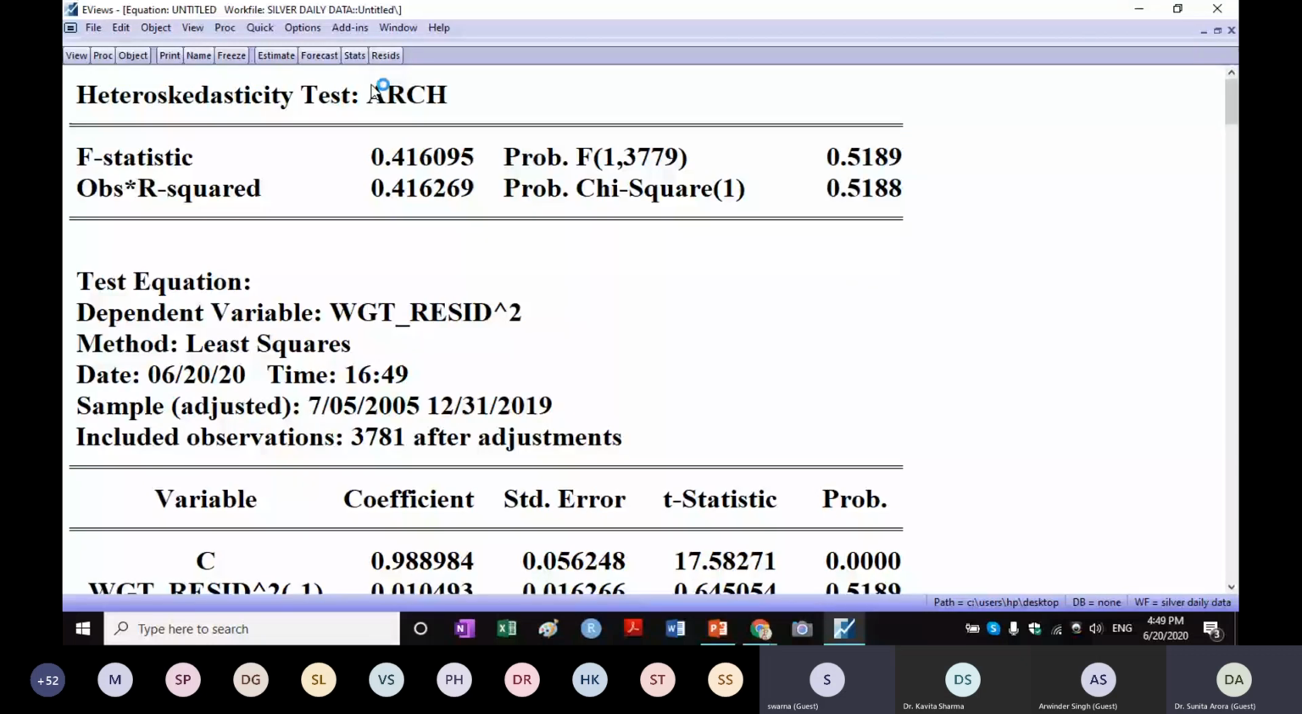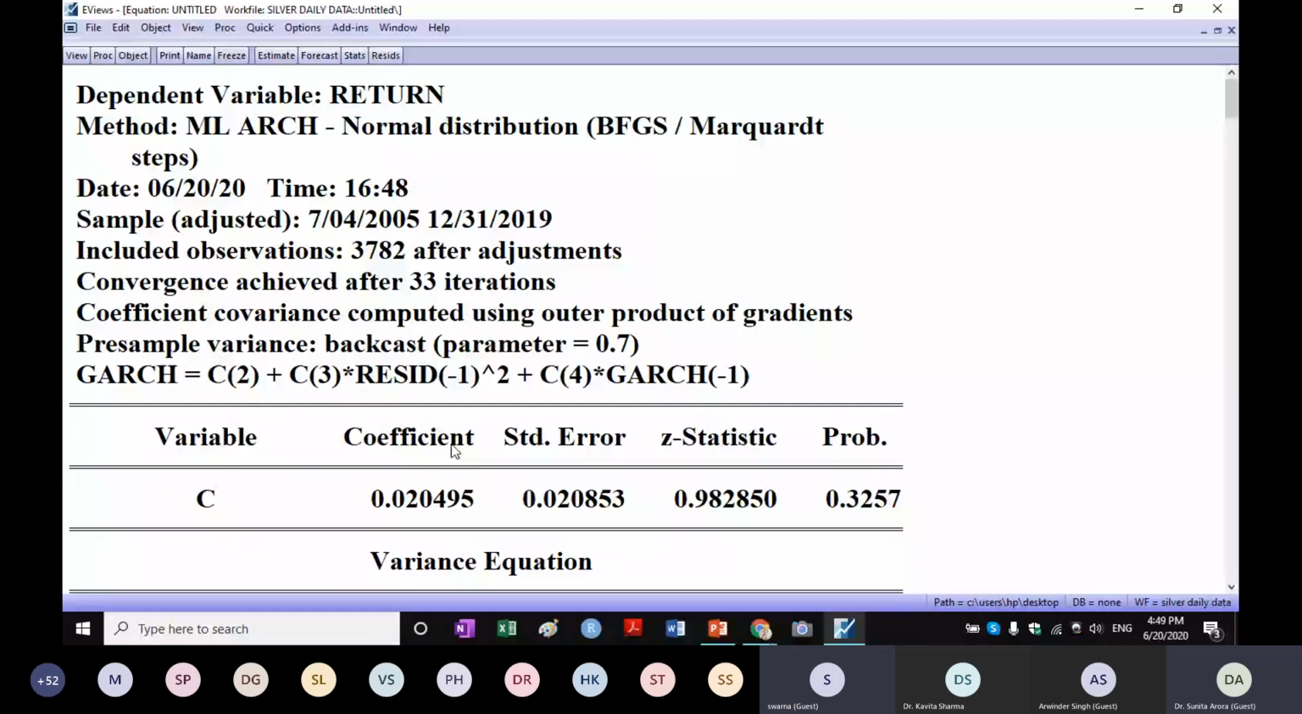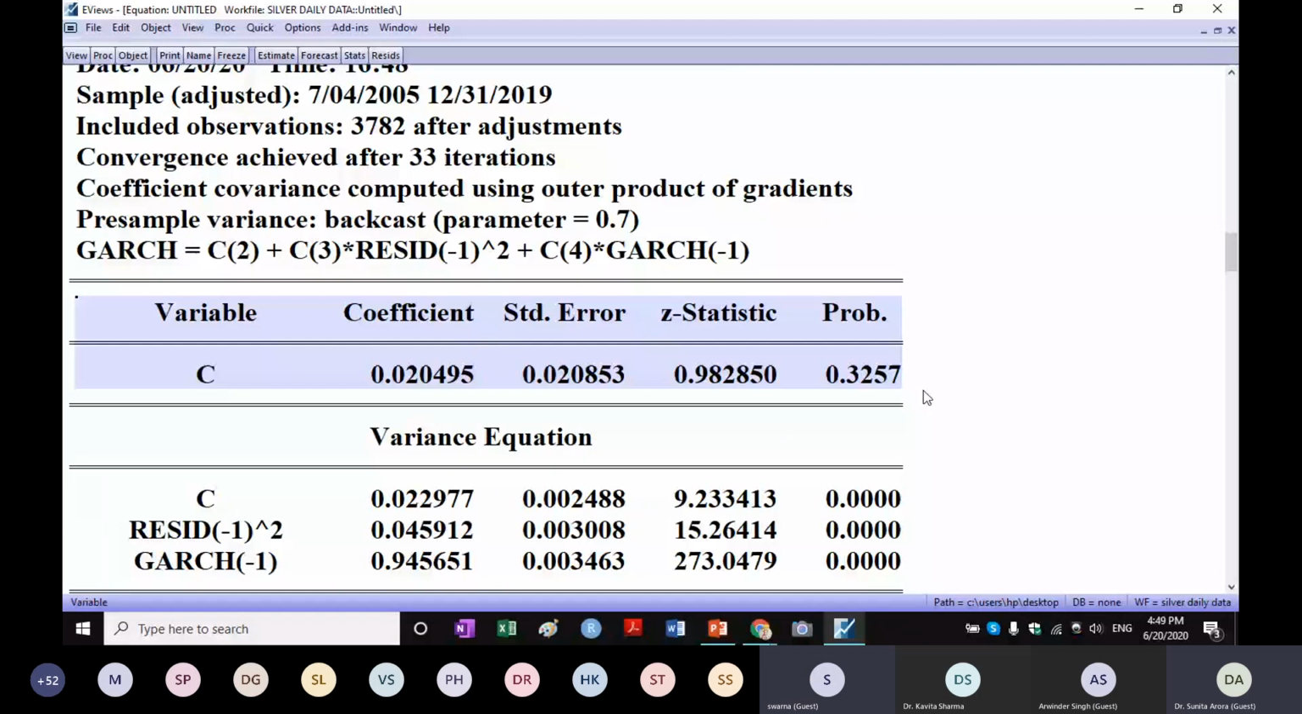The null hypothesis cannot be rejected. That means our mean equation as well as variance equation, there are two equations, mean equation and variance equation, both are correctly specified. Someone please mute yourself.